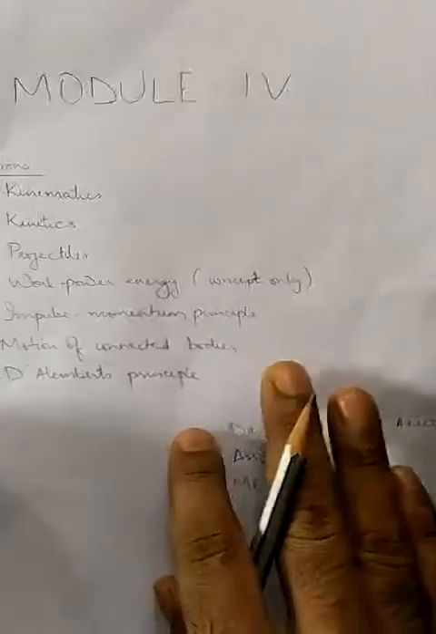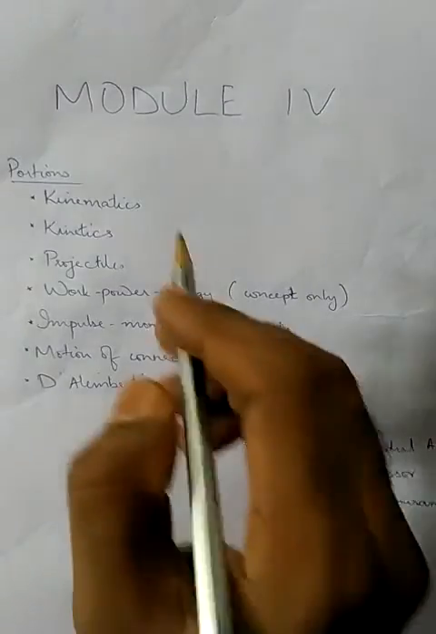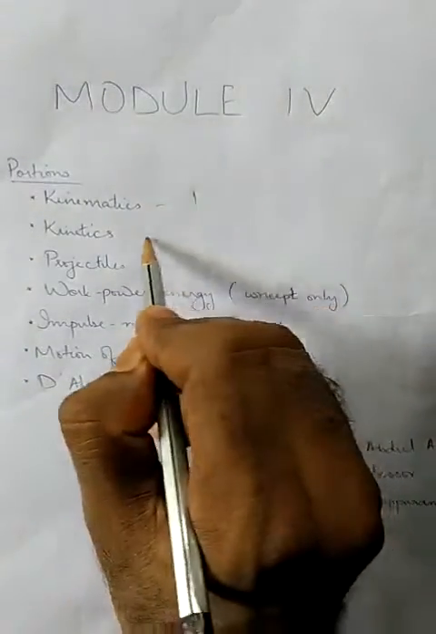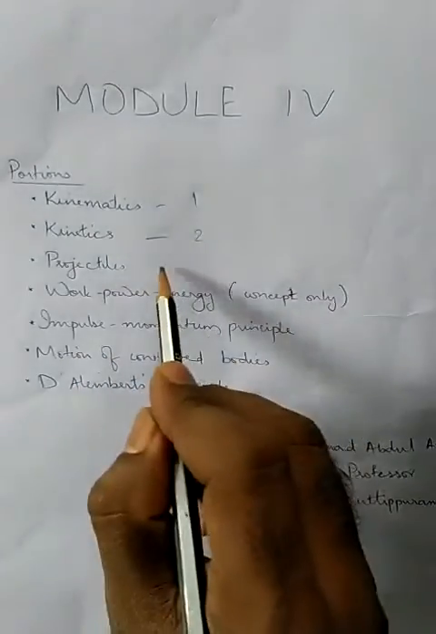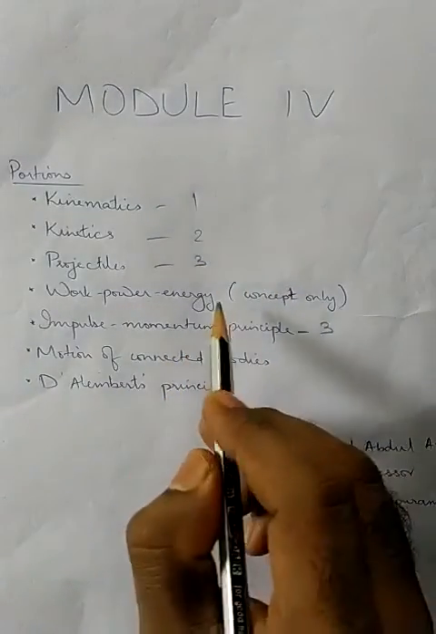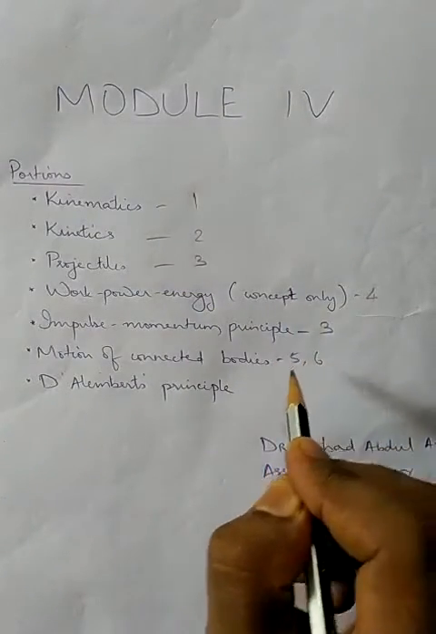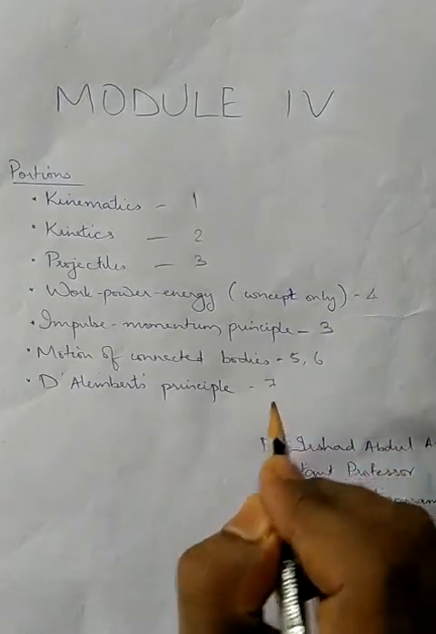Now, these were the portions to be covered in module 4. Kinematics, which we discussed in part 1. Kinetics, it was discussed in part 2. Projectiles in part 3. Impulse momentum also we discussed in part 3. Work energy concept we discussed in part 4. Motion of connected bodies in part 5 and 6. D'Alembert's principle in this part, which is part 7.